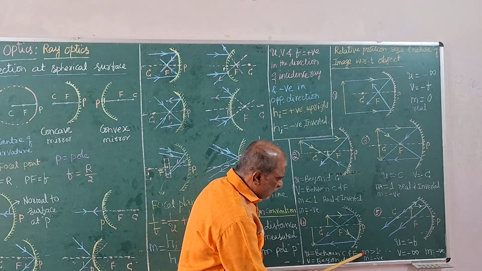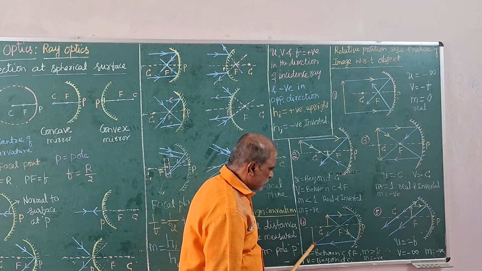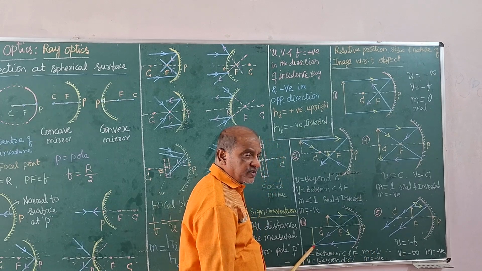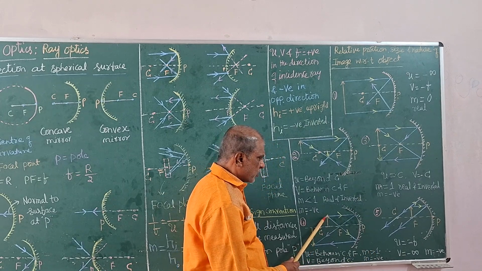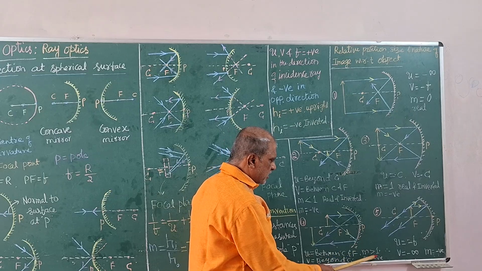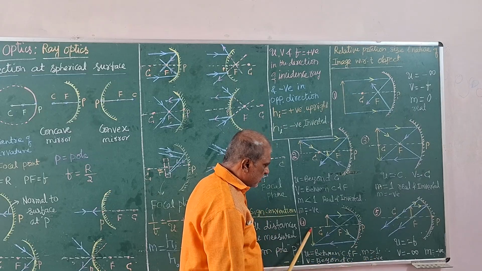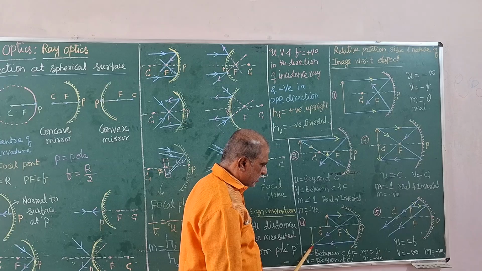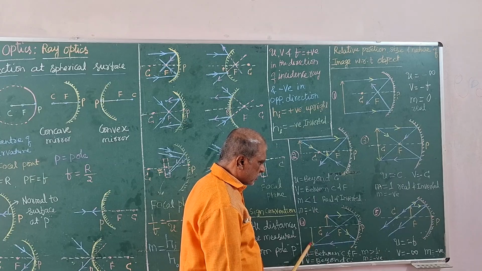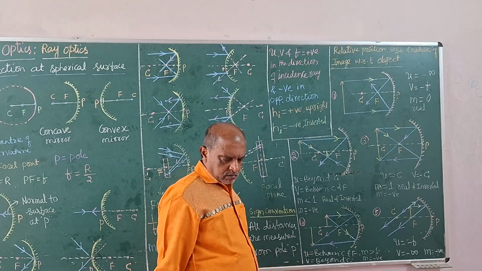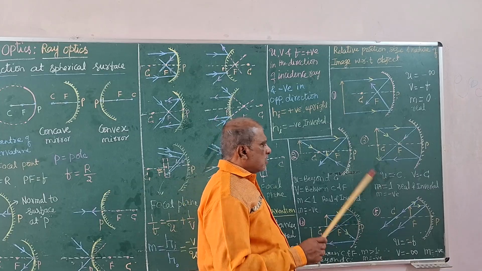And when you find the value of M greater than 1, the image is magnified; the size of the image is greater than the size of the object. And M equals minus indicates it is a real and inverted image. Real image and inverted image. This is the fourth case. And one more case.